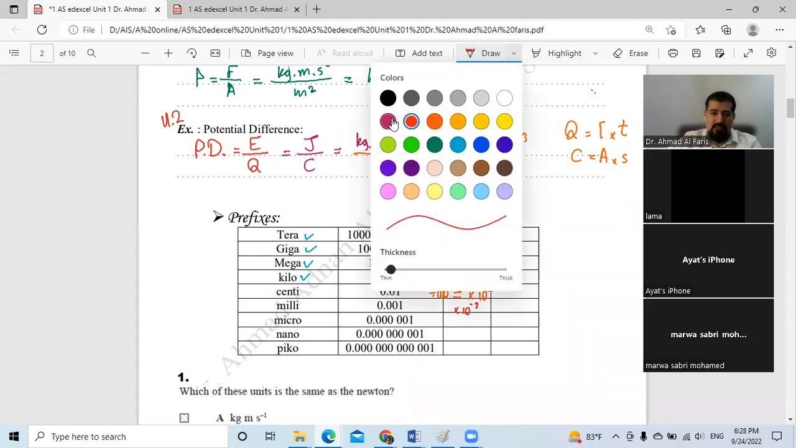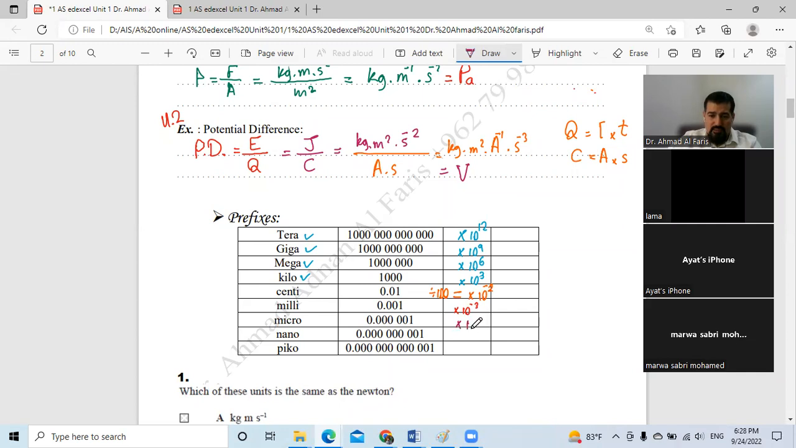And micro, which is a very small value that we usually use in biology, is times 10 to the power of negative 6. A micrometer is something we cannot see as human beings, like with a microscope. Nano came from the word nine, that means times 10 to the power of negative 9, and pico is times 10 to the power of negative 12. These are the main prefixes that they ask about, and their letters are tera, capital T, giga, mega, and kilo, centi, milli, micro, a Greek letter like this one, nano, small n, and pico, small p.